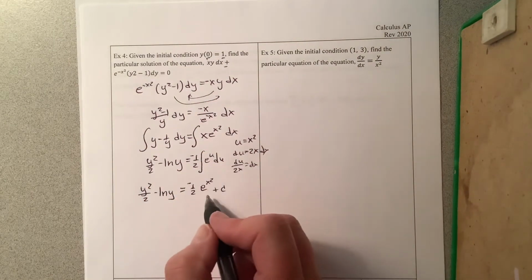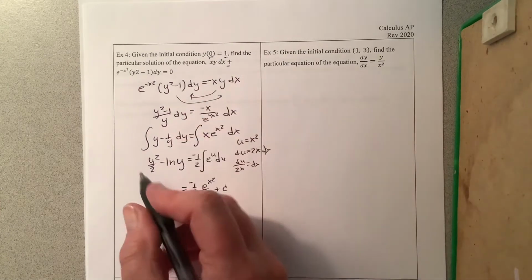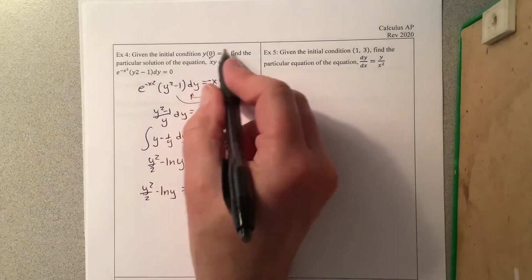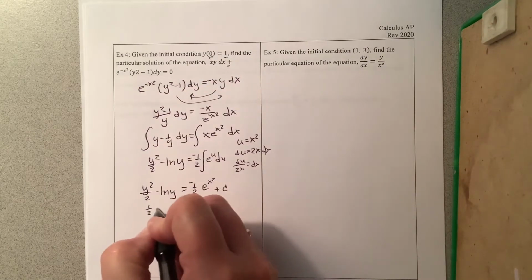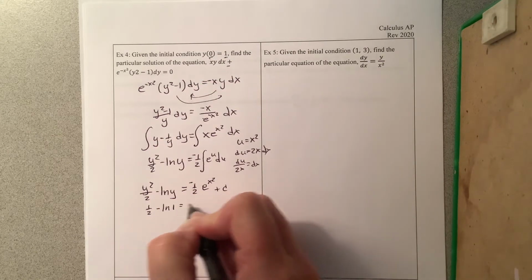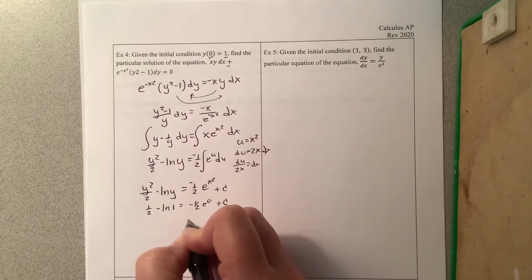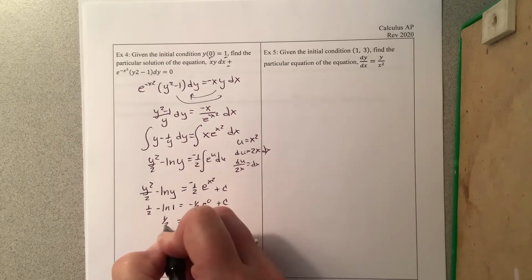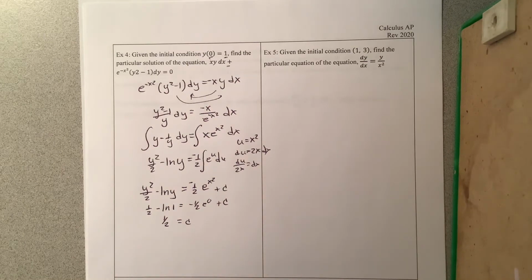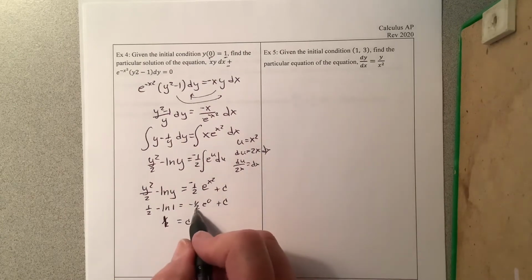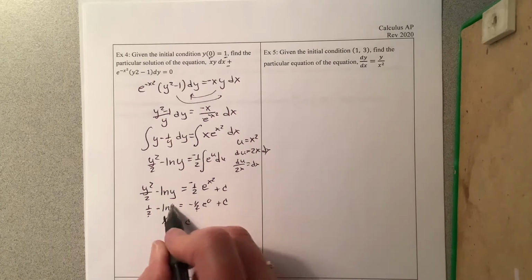Now, plug in your value for y, you put 1 in for y, so you get 1/2 minus the natural log of 1 equals negative 1/2 e to the 0 plus c. So c is equal to 1/2. Oh, how could that be? Nope, c is equal to 1. Watch my algebra today. All right, because this is 1, you got a negative 1/2. I'm going to add that to that because this is 0.